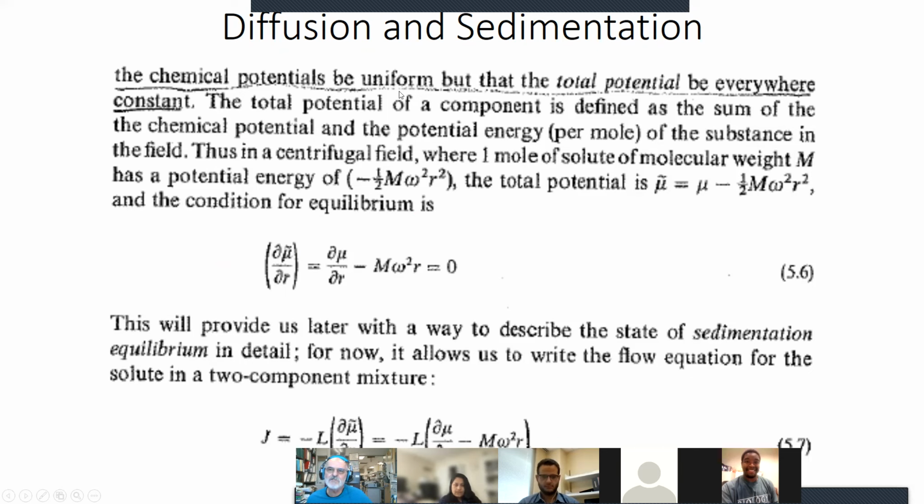In a sedimentation experiment, the total potential corresponds to the chemical potential of the solute, plus a term that corresponds to the fact that it's a spinning rotor and there's a force on the macromolecule. Okay. So the dependence of the total potential on the position in the cell as it's spinning would be the partial derivative of the chemical potential with respect to R. And so the first term would just be this derivative, partial of mu with respect to R. The second term would involve the derivative of R squared, so the 2 comes down, and we would just get minus M omega squared R.